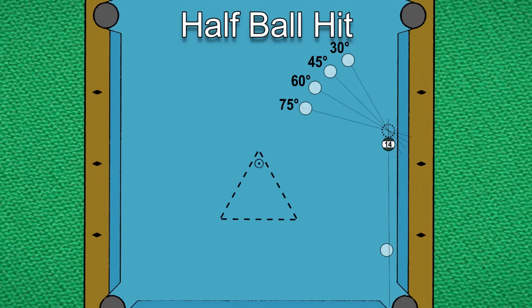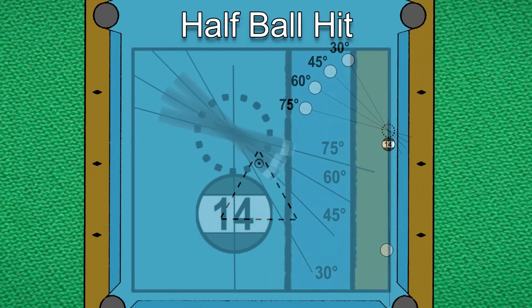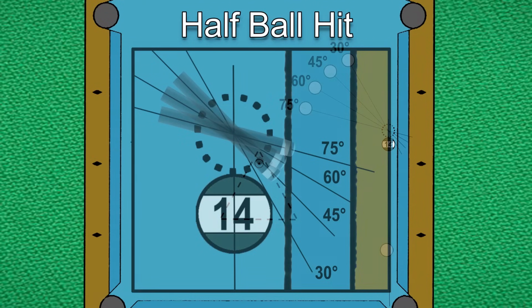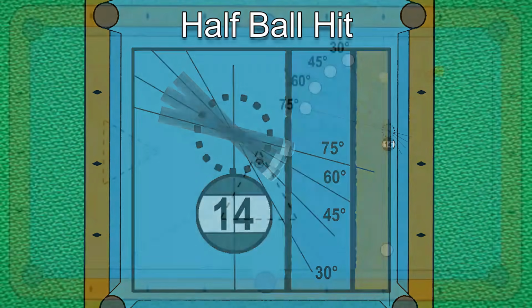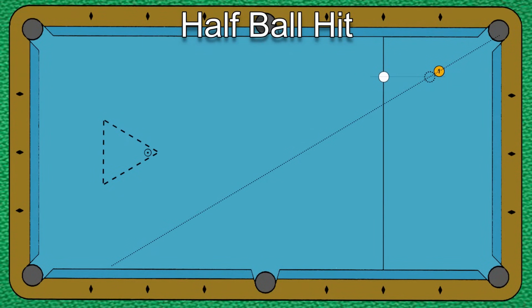How far past the object ball do you need to aim? Well, that's a subjective perception that you're going to have to learn during practice, but this diagram gives you an approximation based on the width of a typical cue shaft. Finally, let's take a look at our simple 30-degree half ball hit cut shot again.